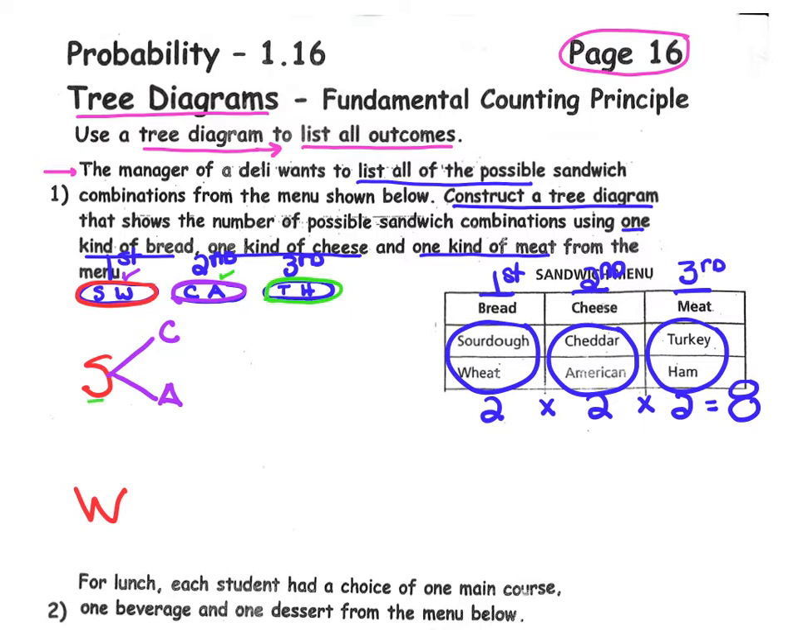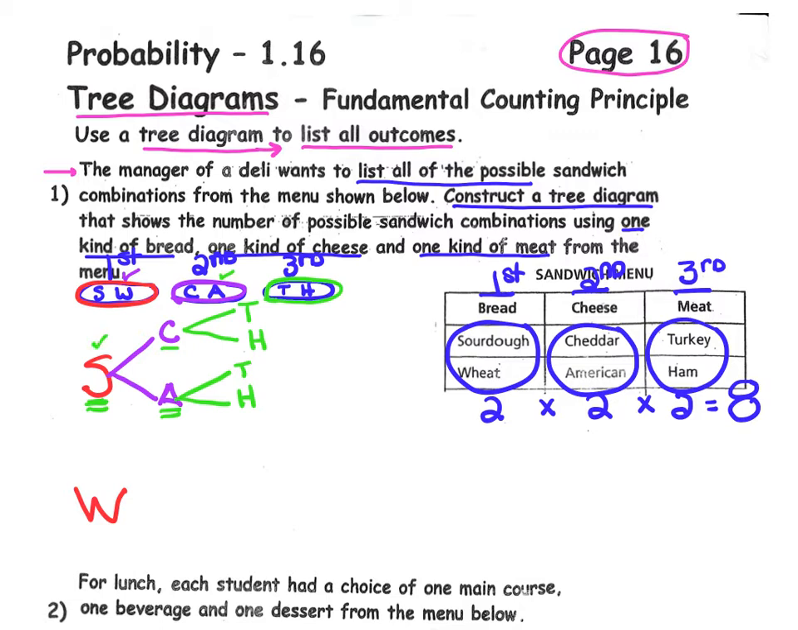Once you've decided sourdough cheddar, you have to decide if with that cheddar you're going to have turkey or ham. And the same is true for the American. You can have sourdough, American, turkey, or sourdough, American, ham. So we see we have 4 sandwich combinations with sourdough. Let's list them before we work with the wheat branch on the tree.